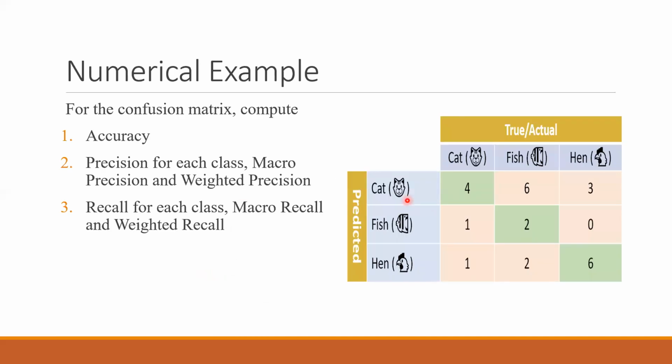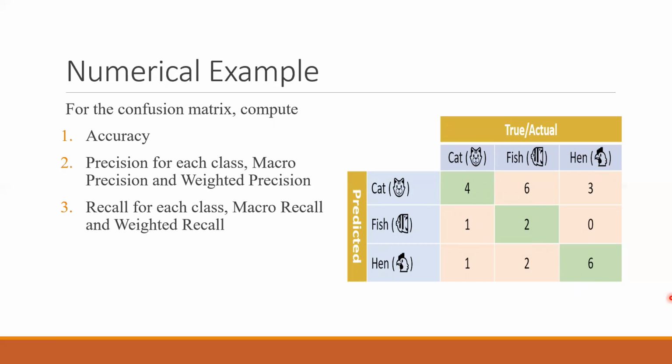So let's say that you have this example, you have to calculate all the values: accuracy, precision of each class, macro precision, weighted precision, all of these things have to be calculated for this confusion matrix. There are three classes: cat, fish, and hen. Actual value cat and predicted cat were 4, but one time it was predicted as a fish, or maybe one time as a hen. So for the cat class, 66% accuracy was there. You can calculate according to the numbers here.